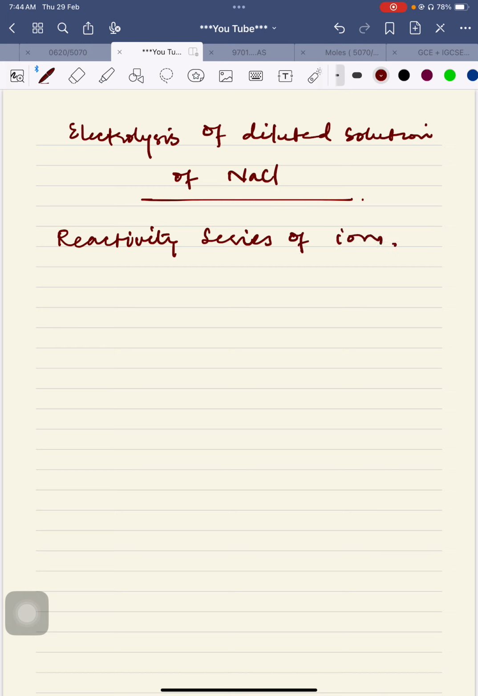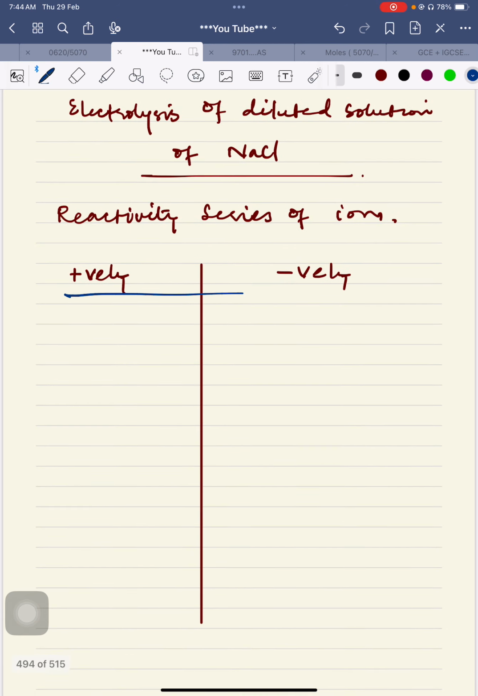Now, there are two types of ions. One of them are positively charged ions, and the other is negatively charged ions. And you need to keep both of the series in your mind. Now, what are the positively charged ions?